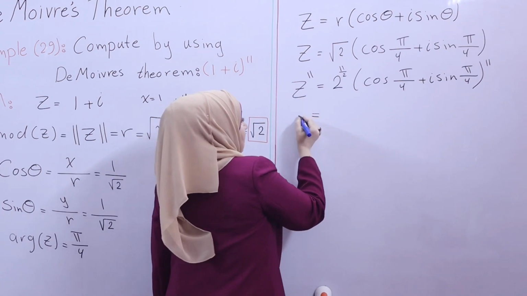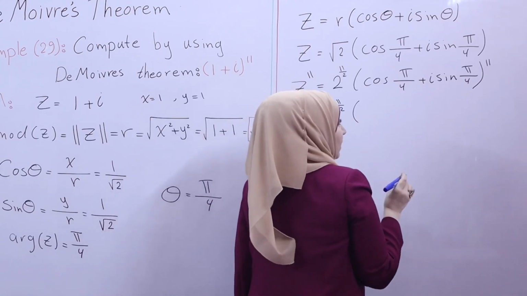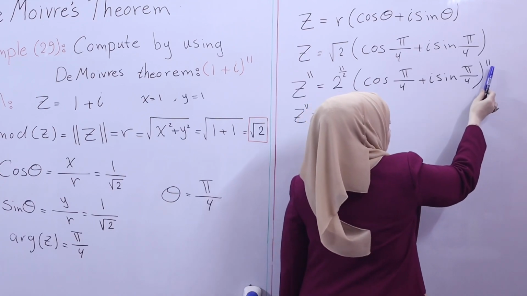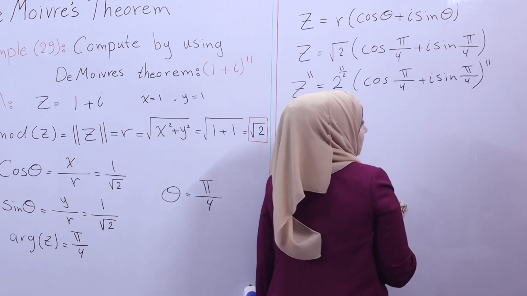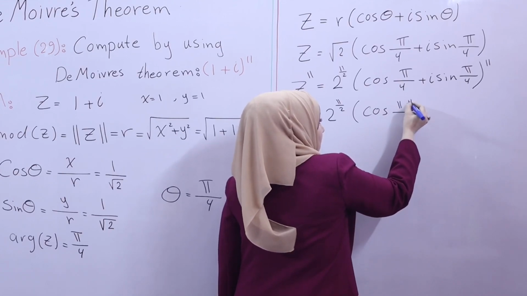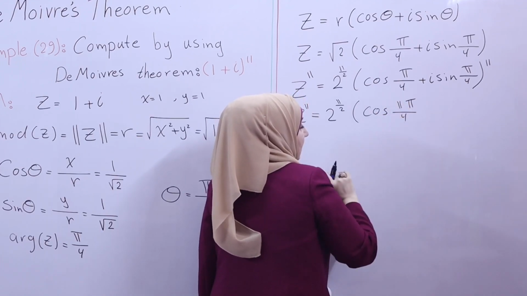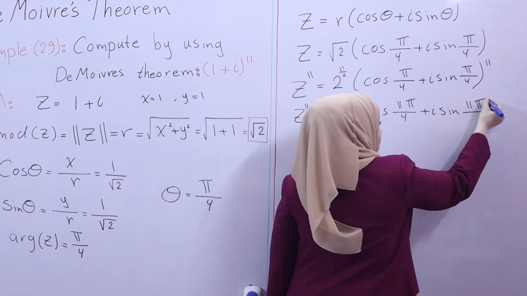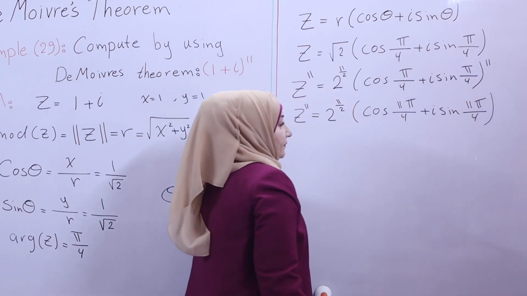And it will be 2 power 11 on 2. مبرهنة DeMoivre شو تقول؟ لما يكون عندي هذه الصيغة القطبية مرفوعة لأي قوة، عدد صحيح موجب، راح نوزعه، راح ينضرب بالزوايا. It will be cosine 11 pi on 4. ضربته بالزاوية صار 11 باي على 4 بلس I sin 11 باي on 4. Also I multiply this angle by 11.